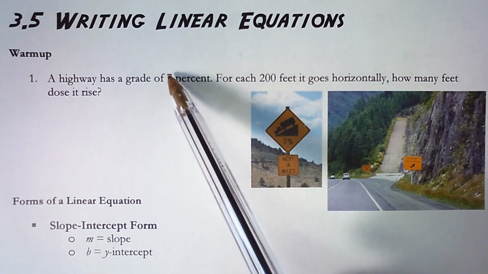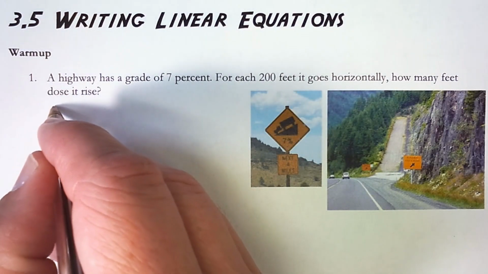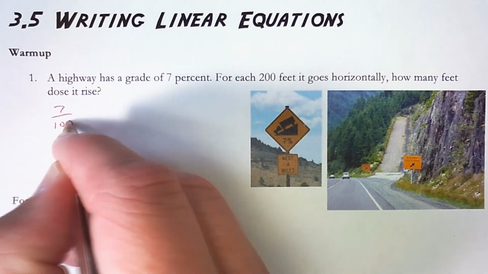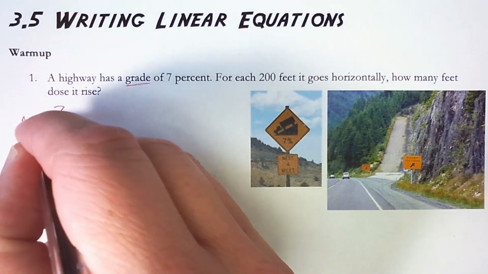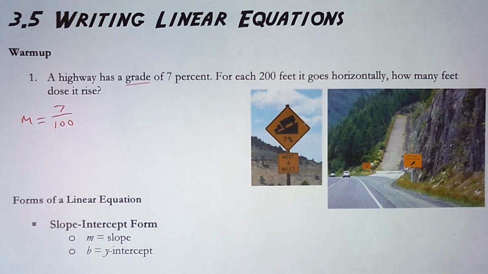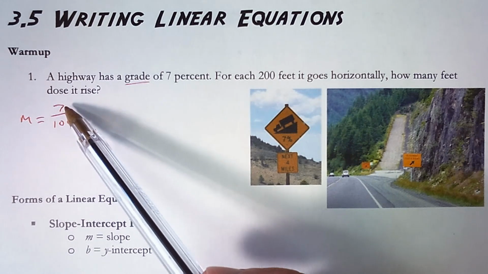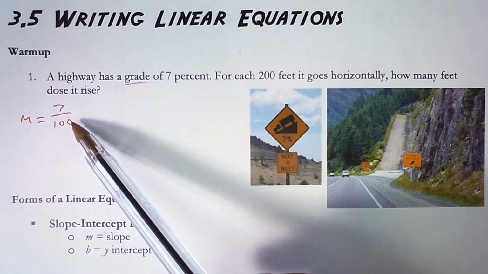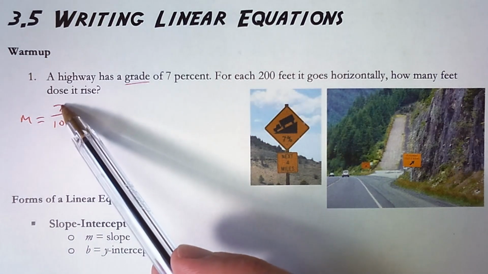Okay, now percent means per 100. So that really means the grade of this highway is 7 per 100. And what that grade really means is the slope. The slope of the highway is 7/100ths. So that means that for every 7 feet the road rises, it goes 100 feet horizontally. Think of it as you're driving. You drive 100 feet forward, you've risen 7.